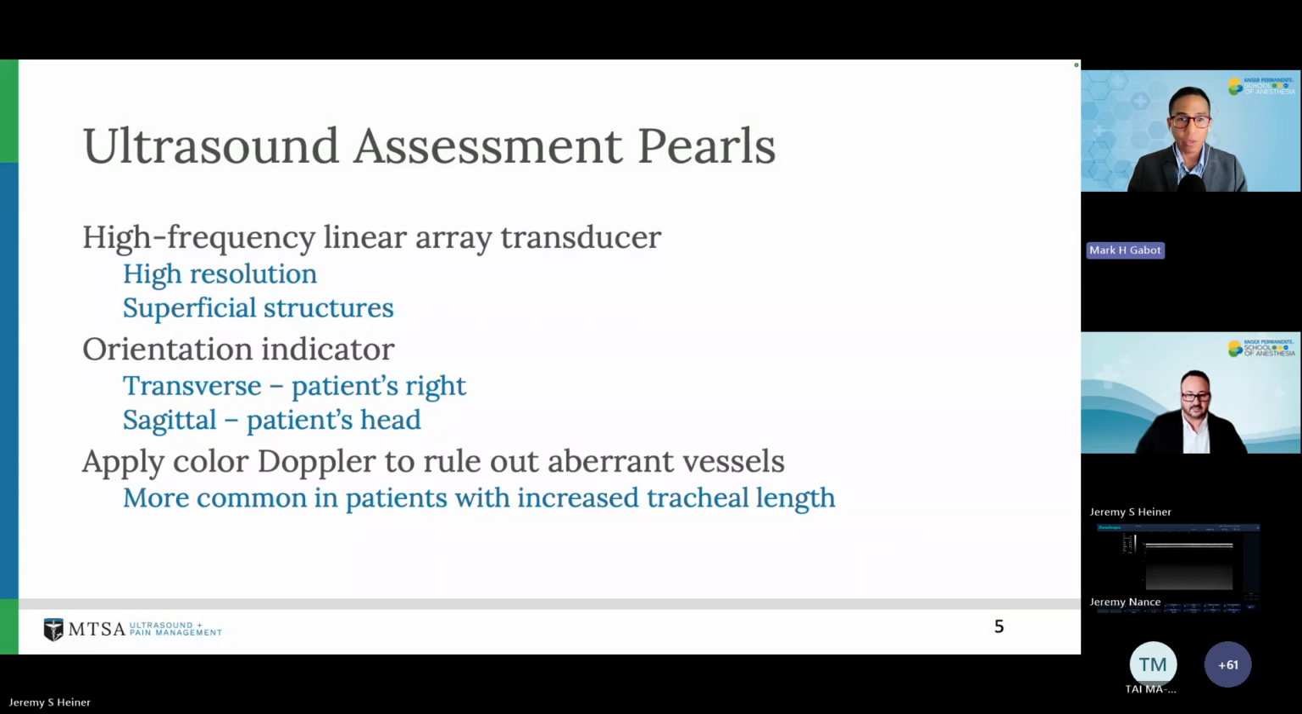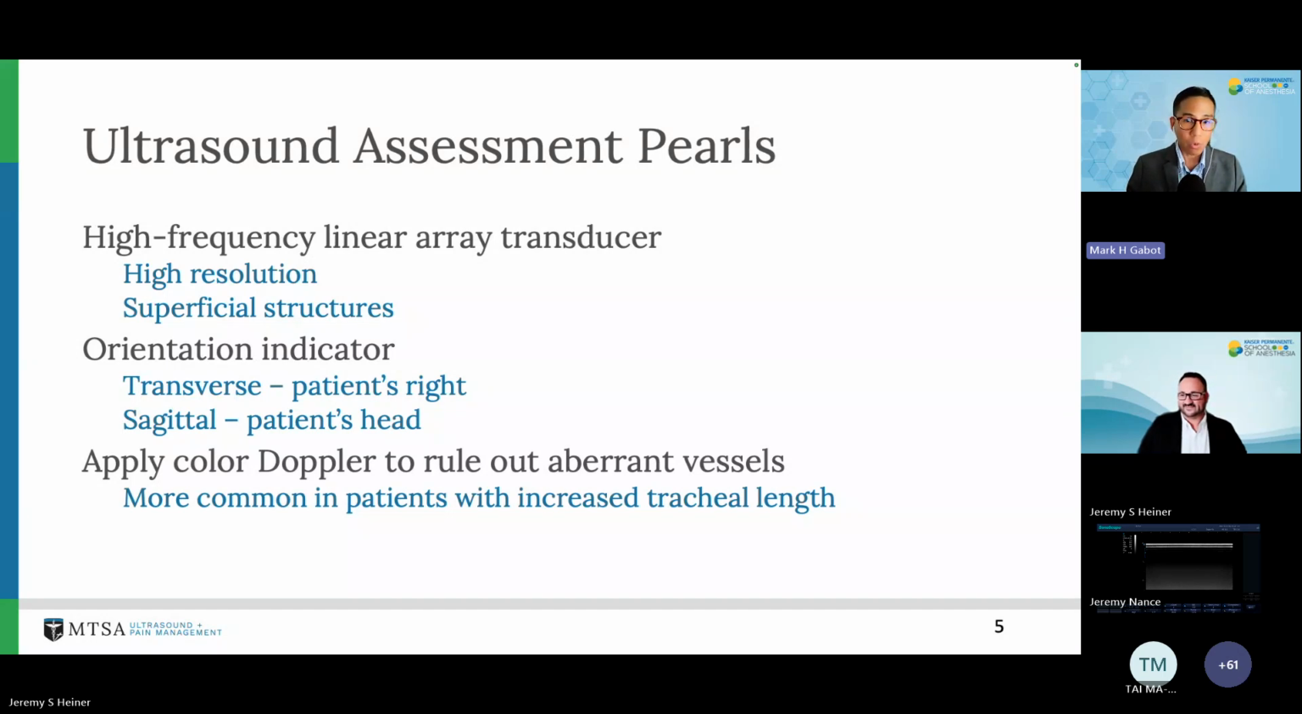So with that being said, I'm going to provide some ultrasound assessment pearls in regards to assessing for the actual cricothyroid membrane. I recommend obviously using a high frequency linear transducer, because the high frequency allows you to look at very superficial structures using, again, that high frequency ultrasound beam. And this provides, number one, high resolution for looking at those very, very superficial structures.